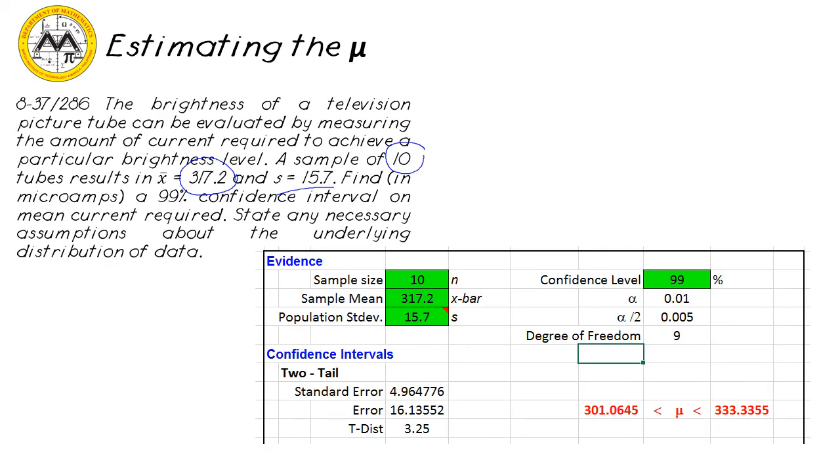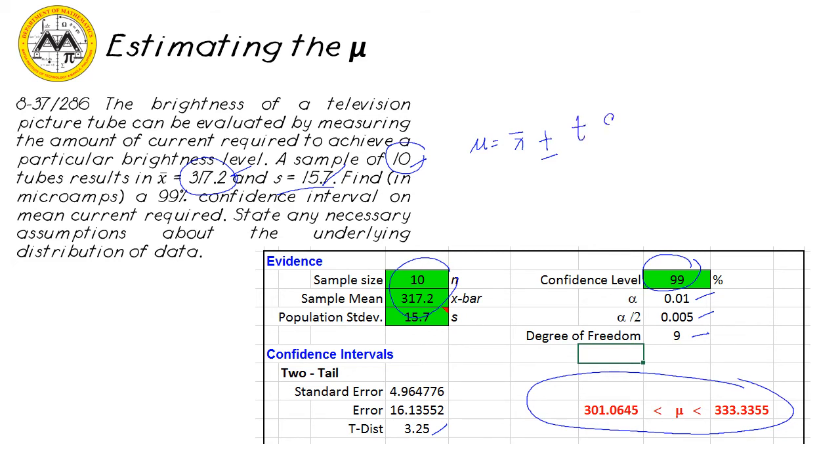So we're looking for a 99% confidence interval. Under the t distribution for the mean with unknown variance, n is 10, x bar is 317.2, and s is 15.7. So degrees of freedom is 10 minus 1. Alpha is 1 minus 0.99, so that's 0.01, divided by 2 for the two-sided confidence interval, so that would be 0.005. That gives us a t value of 3.25, and substituting that in the formula, we have the confidence interval. Mu is equal to x bar, plus for the upper limit and minus for the lower limit, t s over square root of n. Upon solving this, this would be the result.